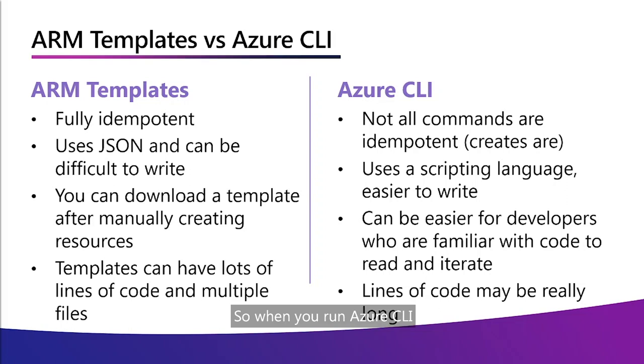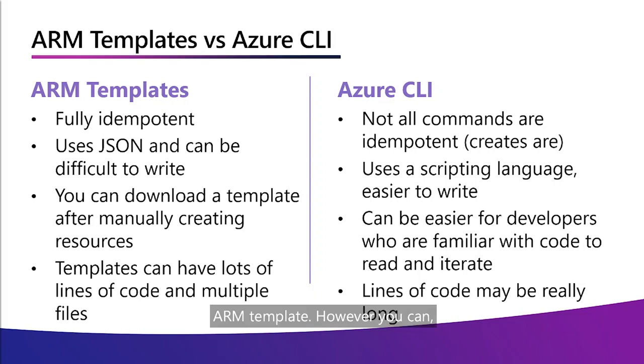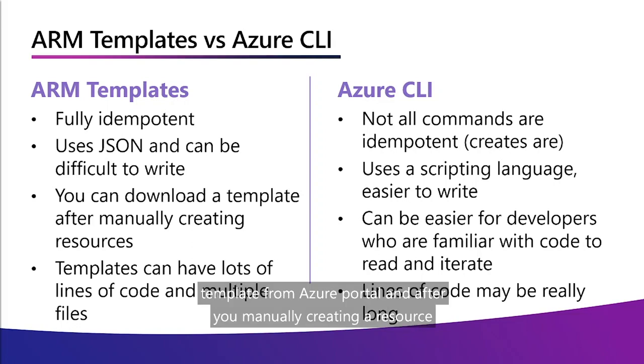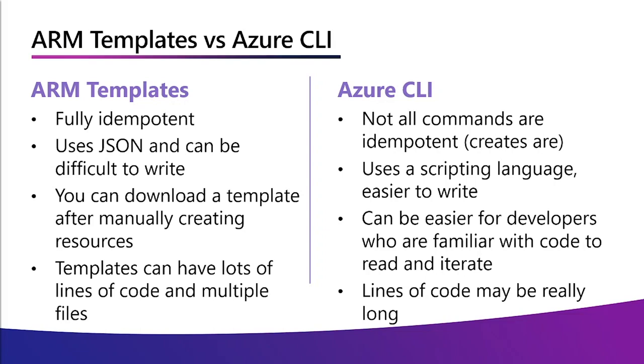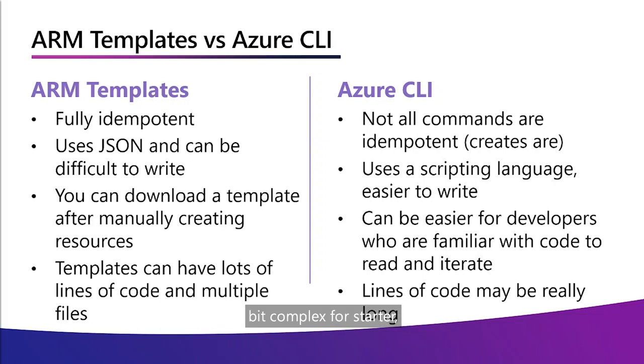So when you run Azure CLI multiple times, it might generate different results. So if you want the same results every time, you should use an Azure ARM template. Azure command-line interface uses a scripting language, which is relatively easier to write compared to an ARM template. However, you can download an ARM template from the Azure portal after you manually create a resource. Templates can have lots of lines of code and multiple files. Hence, it is a little bit complex for a starter.